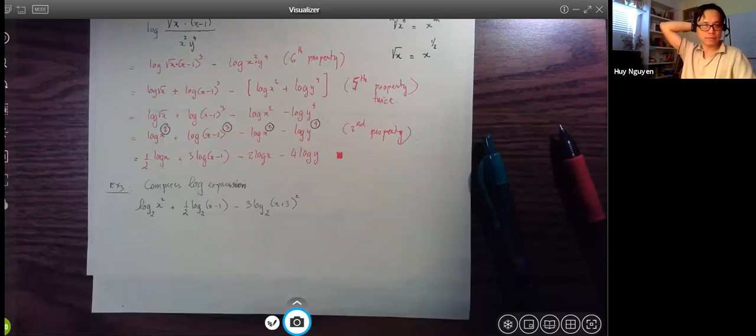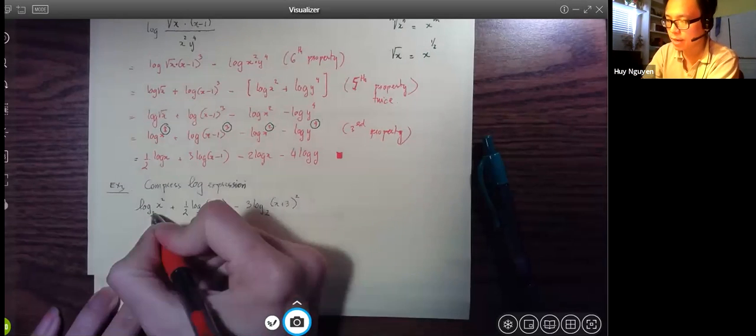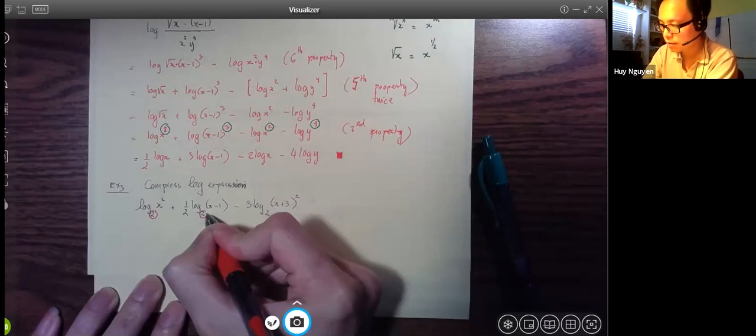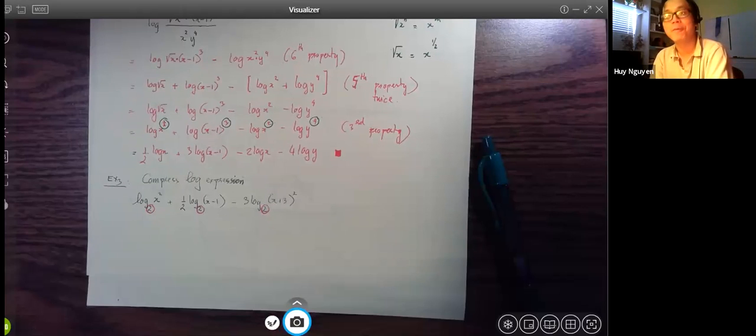Okay. So this is our question. And you see that we have 3 logs. And the good thing is that all 3 logs over here have the same base. We have the same base. If we have different bases, oh, we'll be in big trouble.